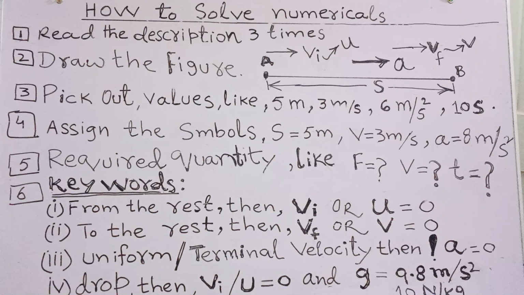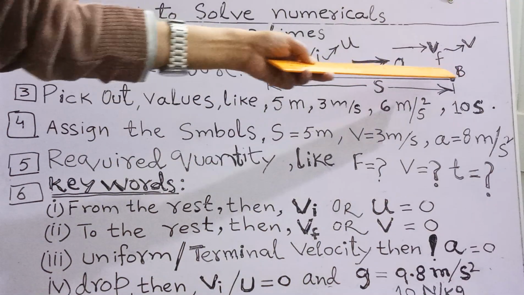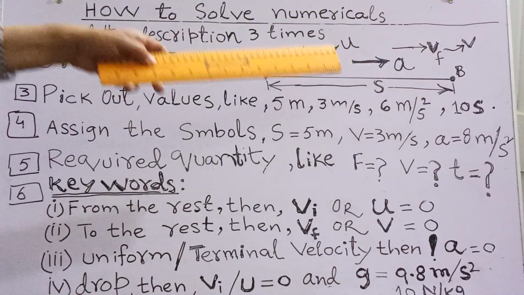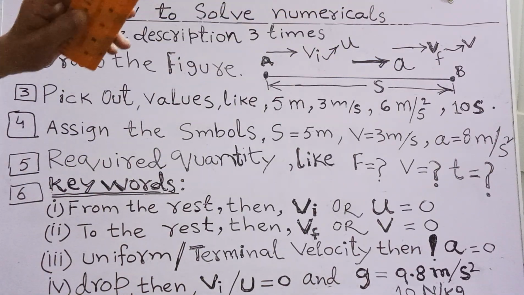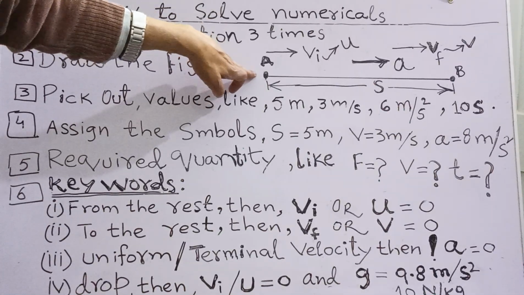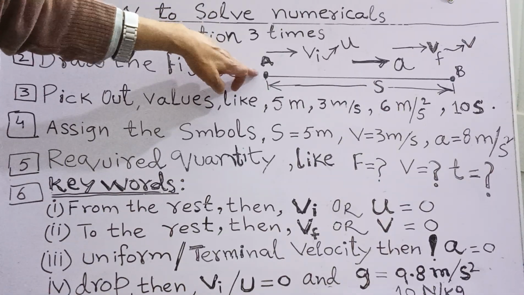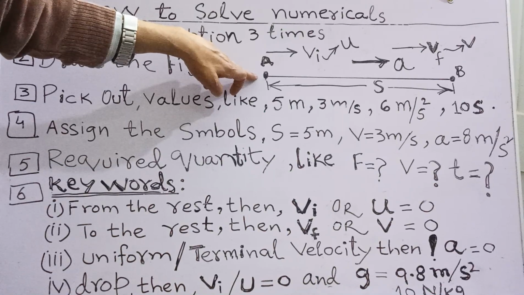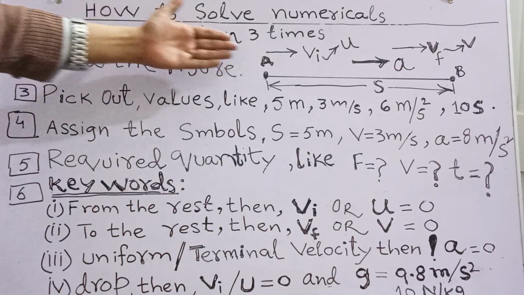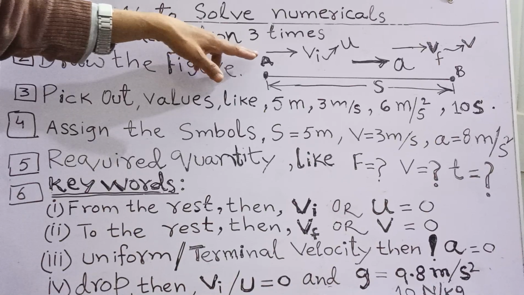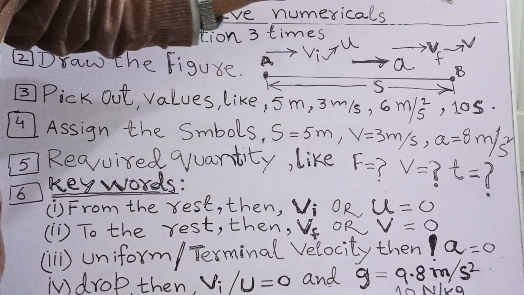The next thing is that every numerical related to the kinematics or related to the motion involves the same common type of diagram. This is the common diagram, and it is normally involved in each and every numerical of the kinematics. For example, A is the starting point or initial point where the body is at the start of the motion, and now the body comes into motion and moves in this direction.